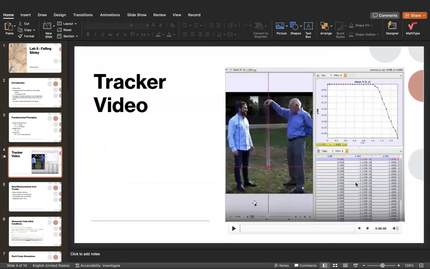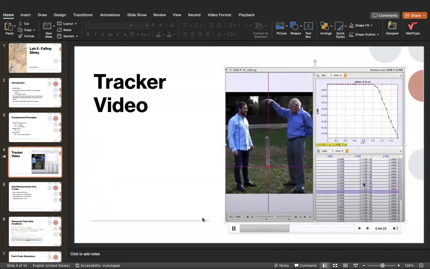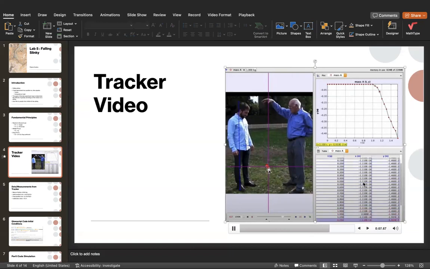Here is my tracker video that I analyzed, and here on the right are the results. So let's take a look at it. As you can see at this point, the bottom of the slinky stays stationary. We're going to get into that later. I'm going to explain why that happens. And then you can see right after this point, it starts to drop down.